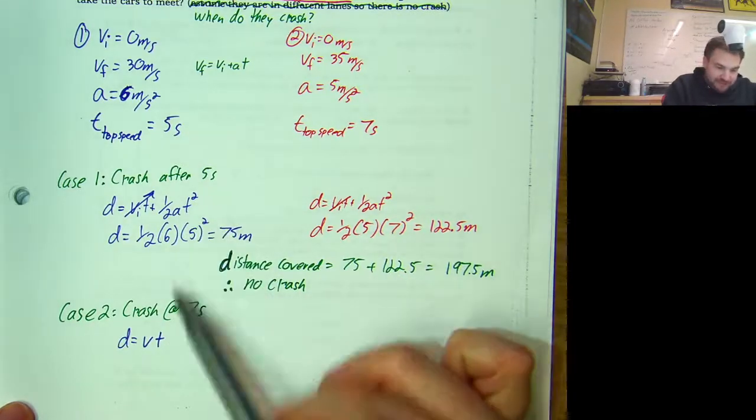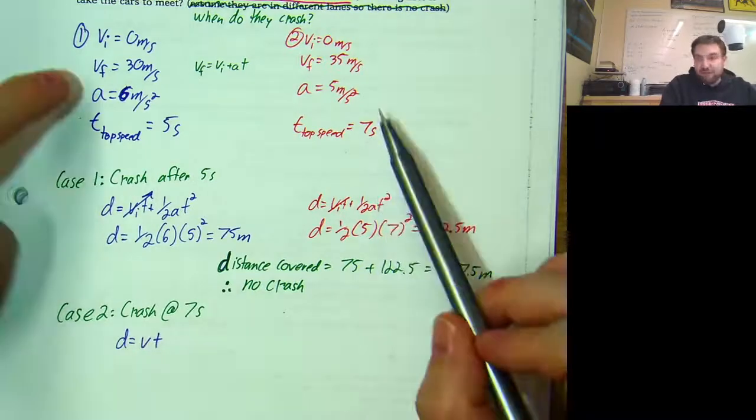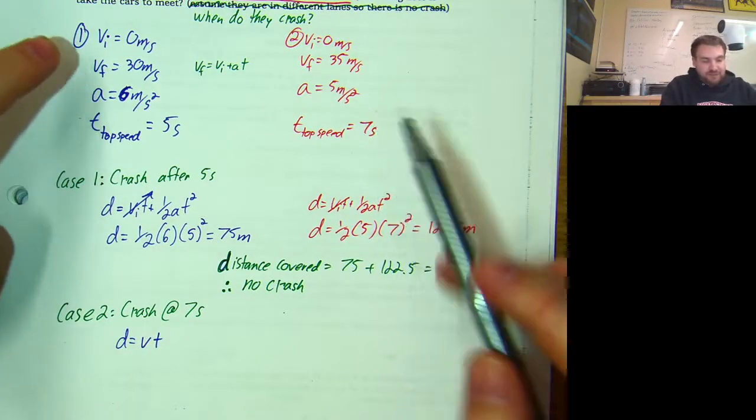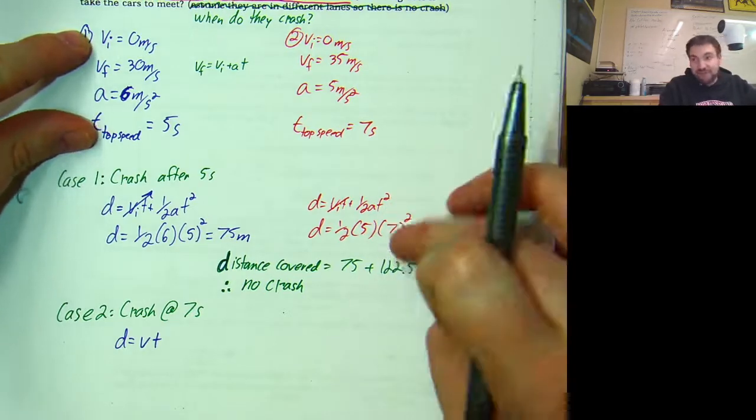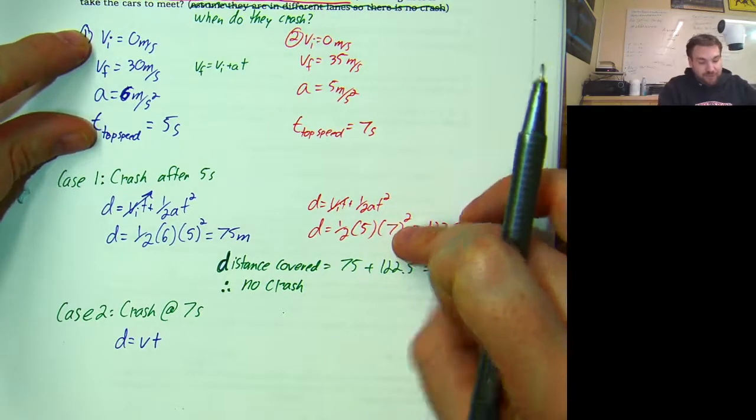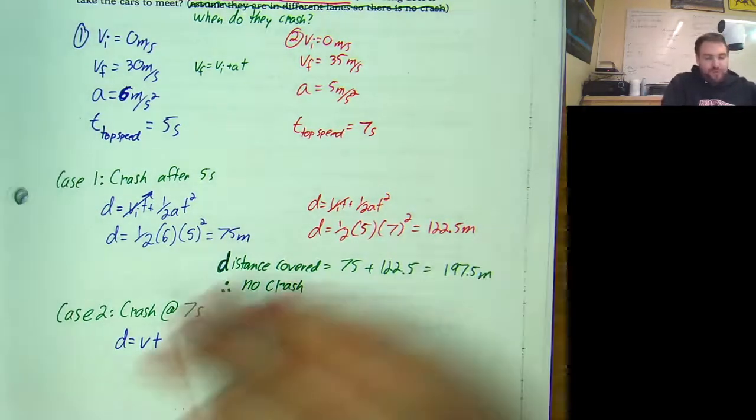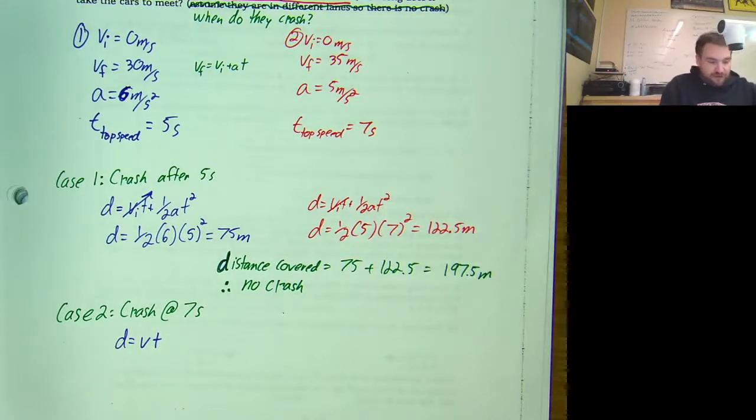Basically, the reason we have to case this is because they're accelerating for different lengths of time, and so at some point this guy's going to drop down into constant velocity, and eventually this guy's going to drop down into constant velocity too. We just don't know when. Or, sorry, we do know when. We just don't know if they've crashed yet or not.